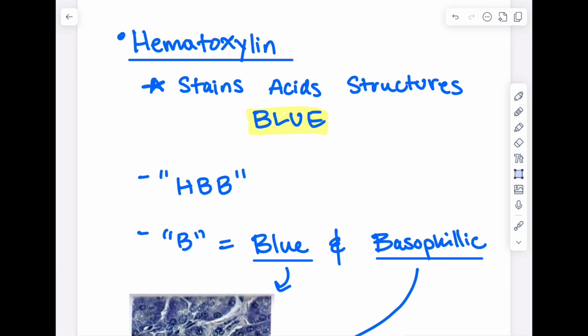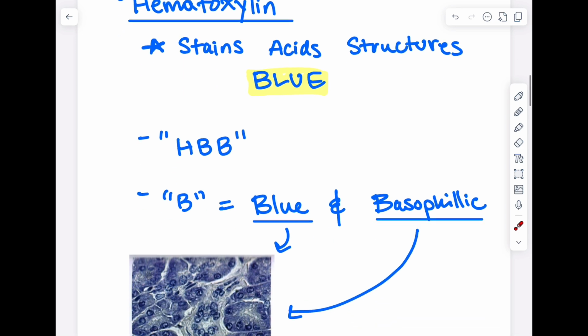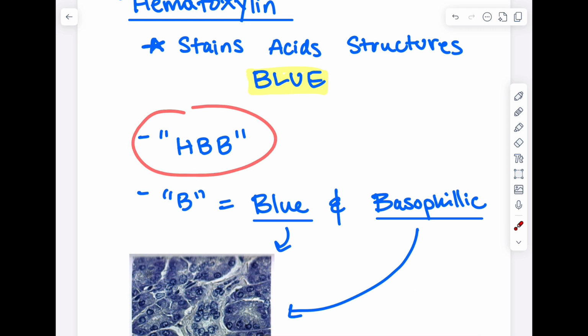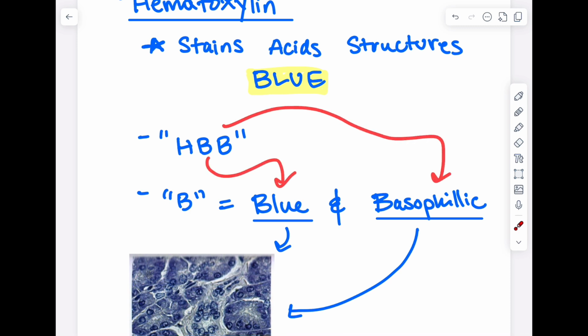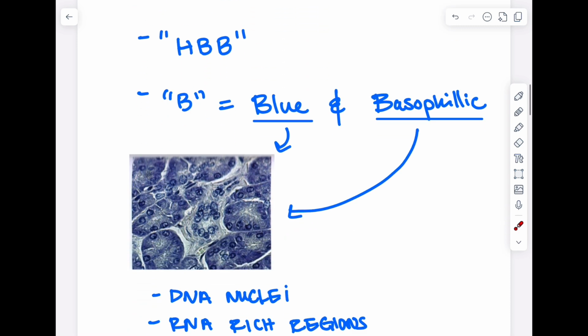So starting off with the hematoxylin. Hematoxylin staining stains acid structures blue. Okay, acid structures. So a mnemonic for us to remember what hematoxylin does is HBB. H standing for hematoxylin, one B standing for blue, and the other B standing for basophilic, right?